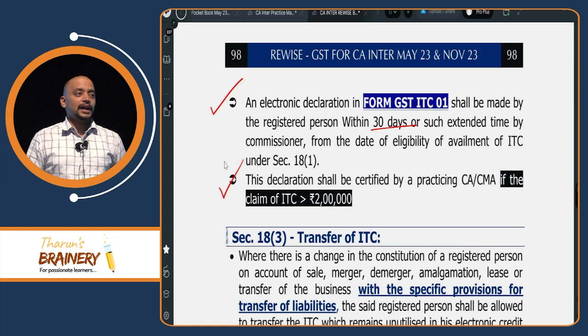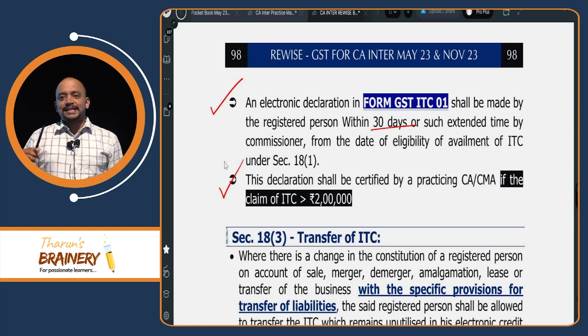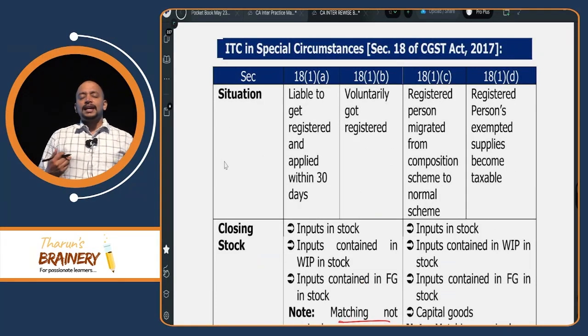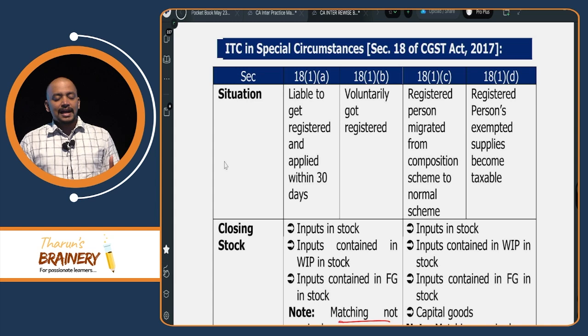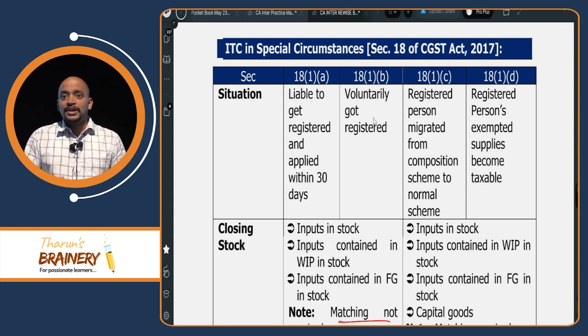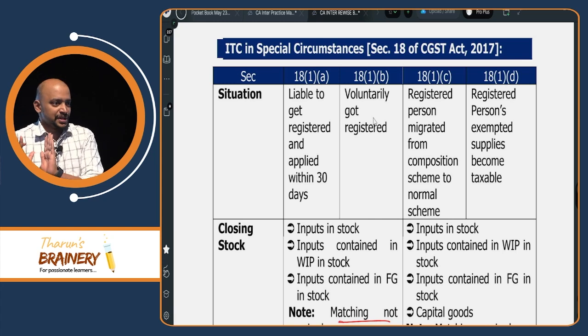18(1)(a). What is 18(1)(a)? A person is liable to get registered and they make application for registration within 30 days. 18(1)(b) is a person voluntarily getting registered. That is, I am not liable to get registered, but I am voluntarily getting registered. Now, from when am I required to pay GST? From the date I get the certificate of registration.